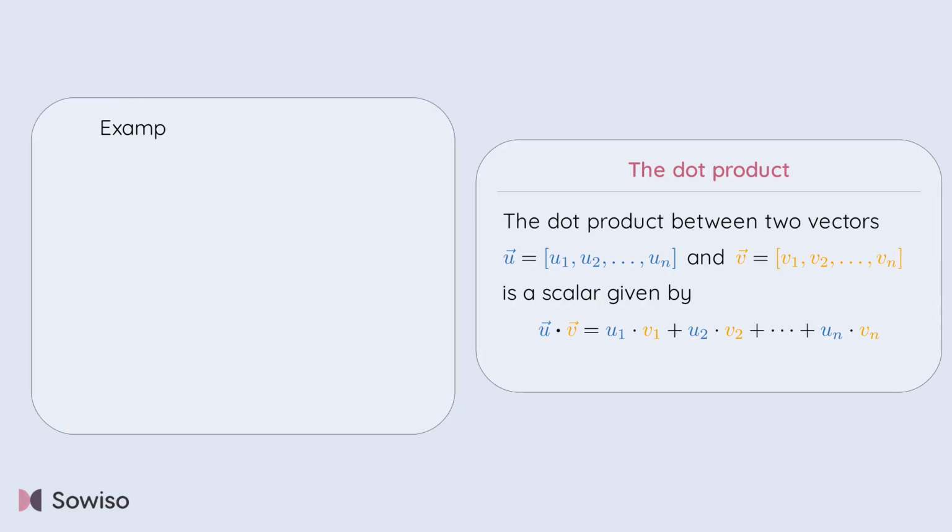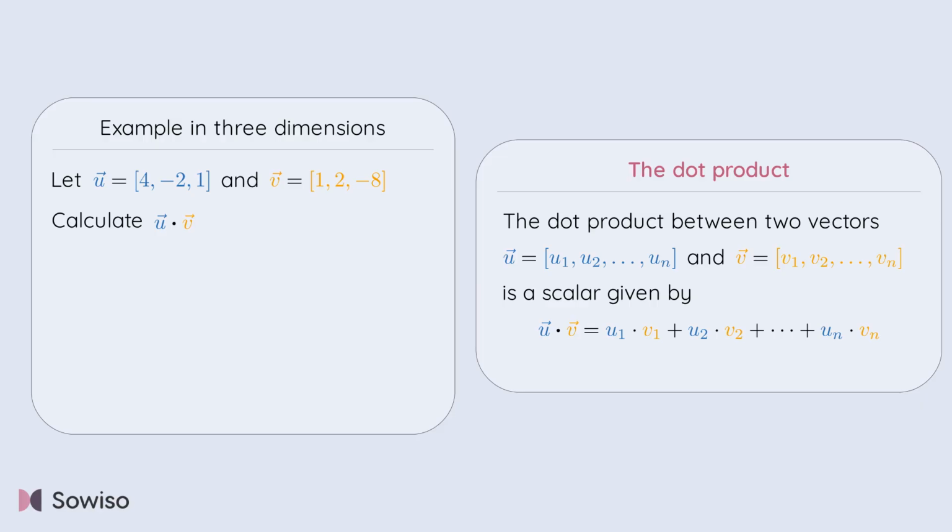Let us consider another example, this time in 3 dimensions. We want to calculate the dot product between the vector u with components 4, -2, and 1, and the vector v with components 1, 2, and -8. As before, we first write the vectors in their components and use the definition of the dot product to write it as 4 times 1 plus -2 times 2 plus 1 times -8, which is equal to 4 minus 4 minus 8, resulting in a dot product of 0.